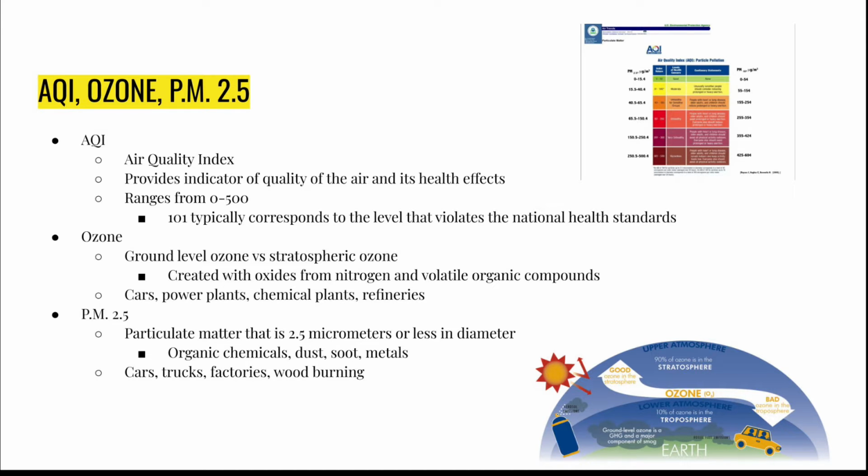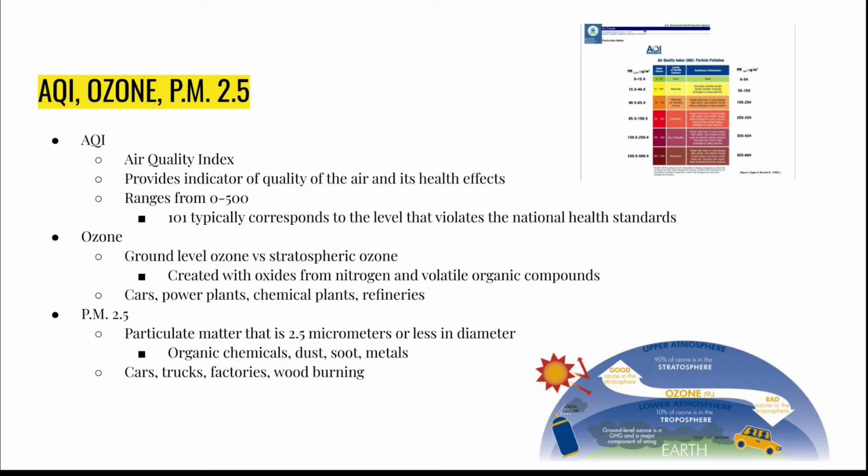AQI stands for the Air Quality Index, which provides an indicator of the quality of the air and its following health effects. It typically ranges from 0 to 500, and 101 corresponds to the level that violates the national health standards. For ozone, there are two different kinds of ozone. There's ground level ozone and stratospheric ozone.